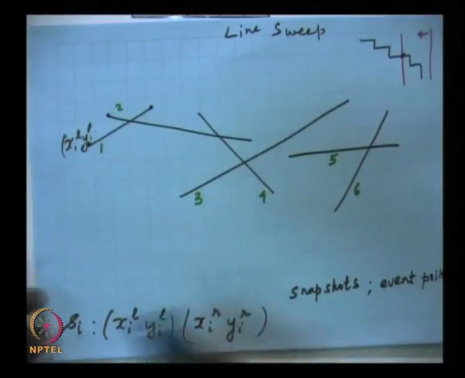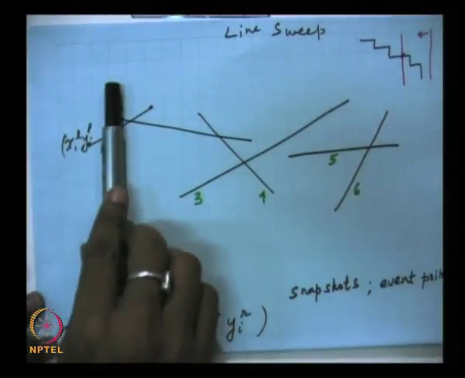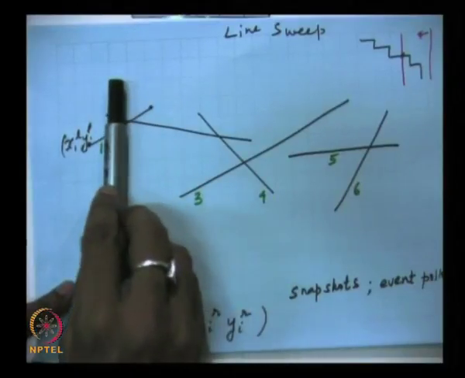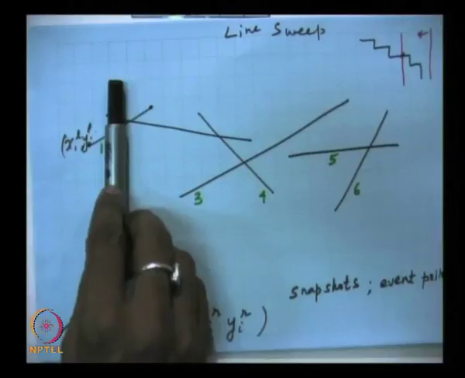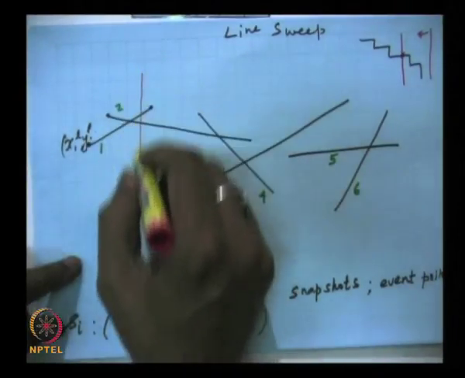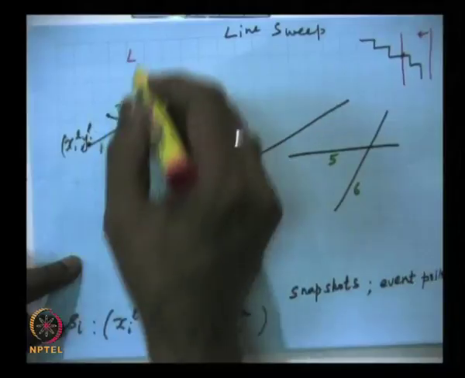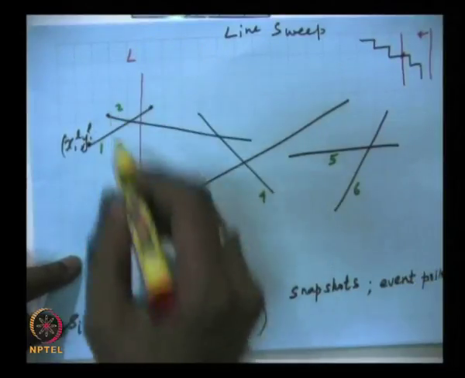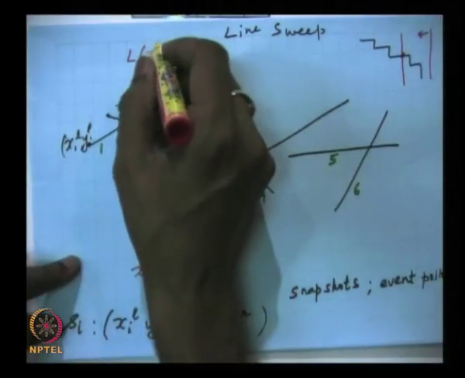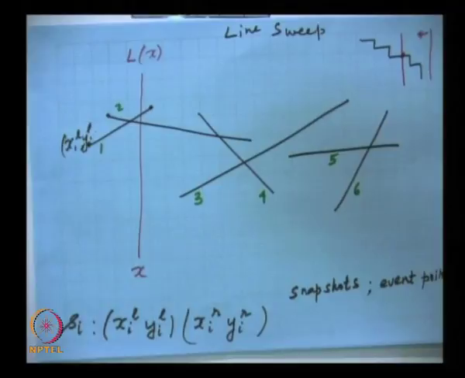What we note, again saying the snapshots, is that at any juncture I will record the intersection of the vertical line with the line segments at any given x coordinate. If I call the line L, then the intersection of the segments with the line at any coordinate x, let me call it L of x.